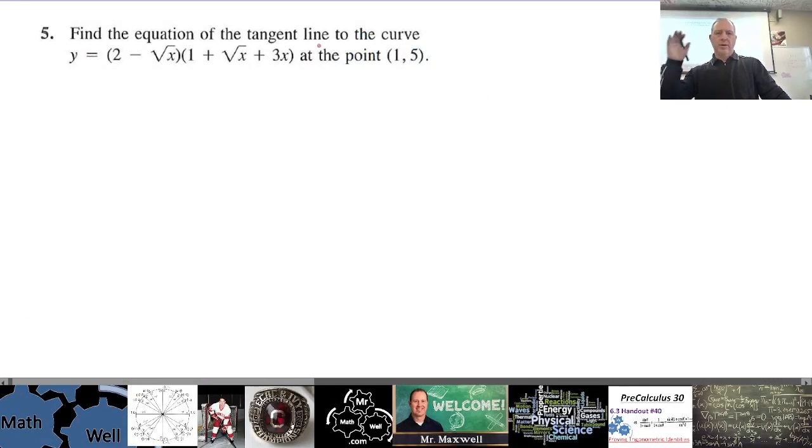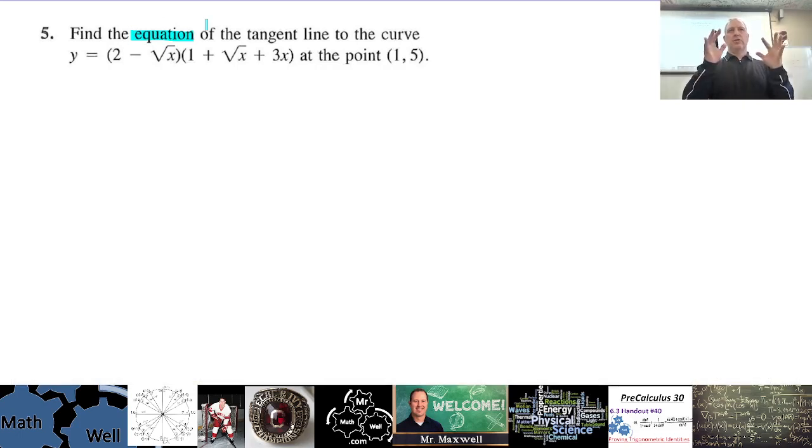All right, so product rule question. It says find the equation of the tangent line. Equation means that we need a slope and a point, or a slope and a y-intercept, right? And we need to put that together to make the equation of the tangent line.